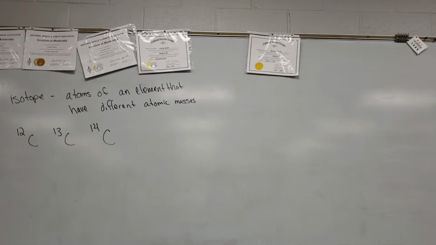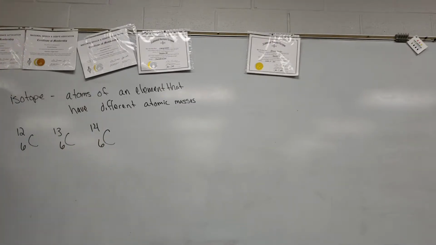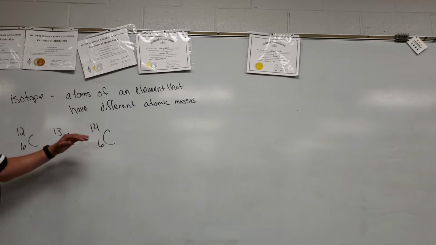Okay, so we always said that the number of protons in the same element always has to be the same, right? So what changes? The atomic mass, the number of neutrons. Correct. So those are all isotopes of carbon.